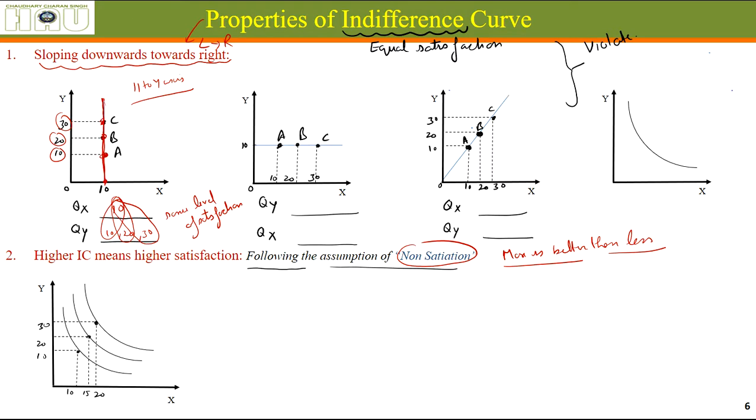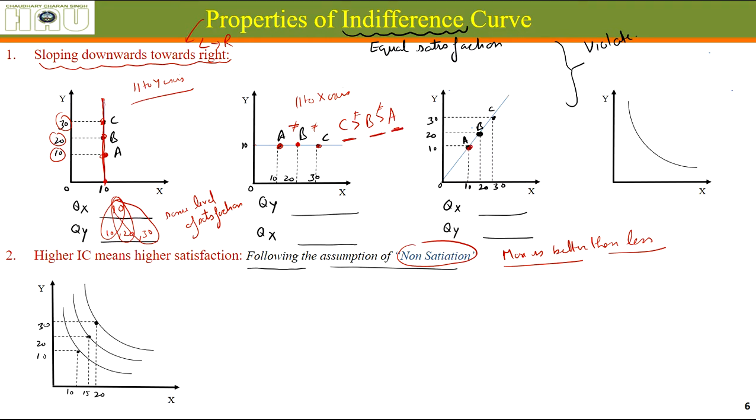Similarly, parallel to the x-axis can also not be the shape, because on combinations a, b and c the satisfaction level cannot be equal, because the quantity of x is more in c than b and b has more quantity of x than a. So the satisfaction level here is like this. It is not equal, so these 3 points cannot lie on the same indifference curve.